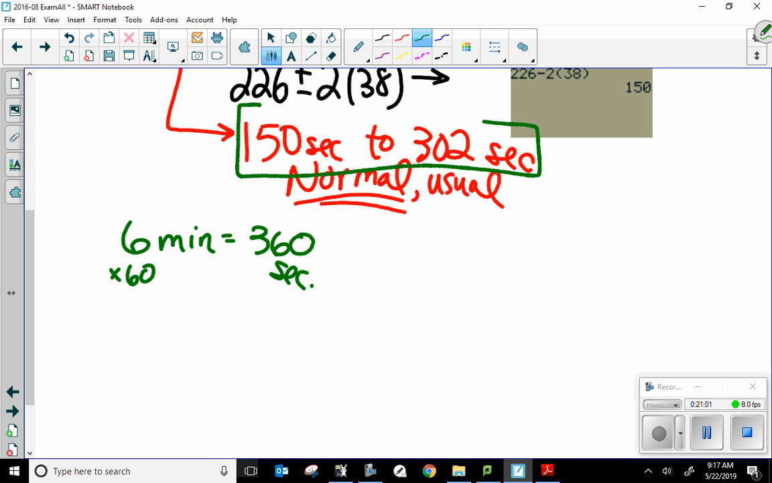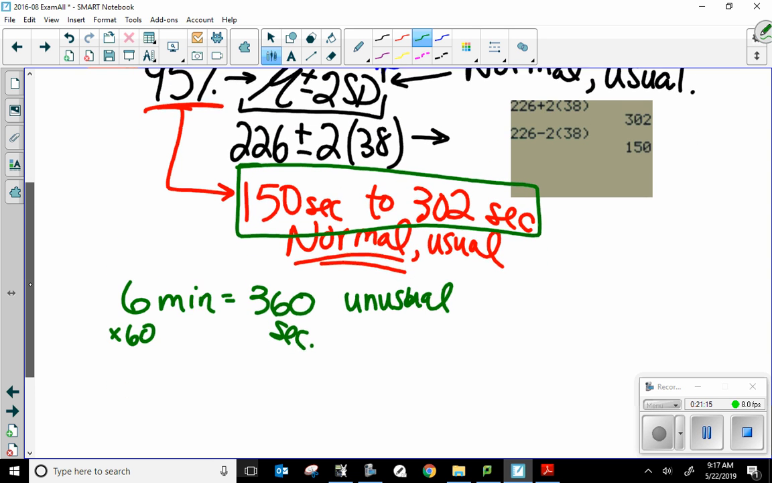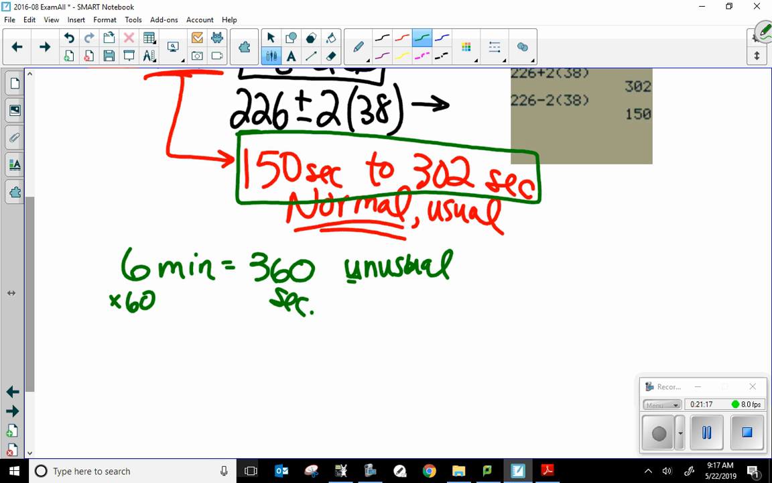No, it is not inside this interval. So this is unusual. Did I spell that right? I'm going to check my spelling. Usual. Okay, yeah, I just had to add the extra U. Weird. Unusual is weird. Anyways, let's get back to math.